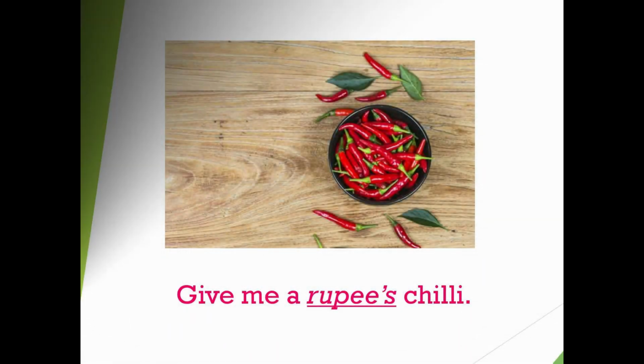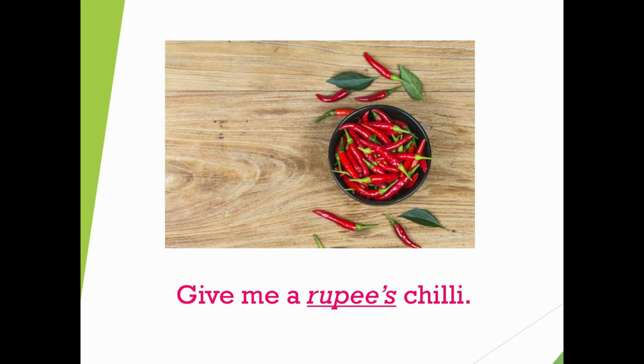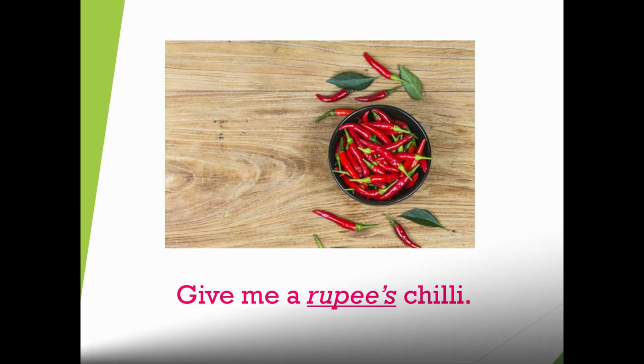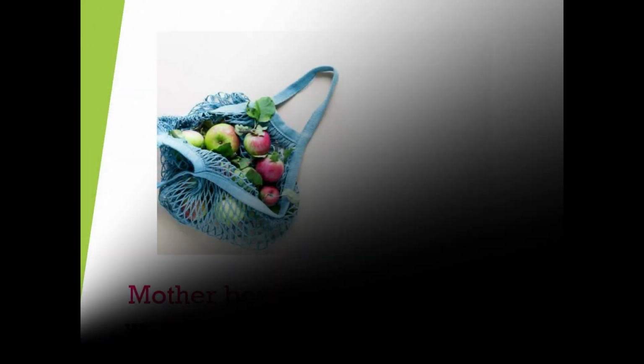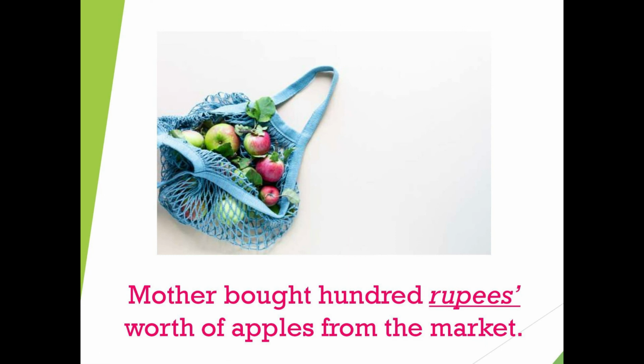Look keenly. Give me a rupee's chili. Suppose you went to the market and you asked the vendor, please give me chilies. And you don't purchase chilies of 100 rupees, you just purchase chili of 1 rupee. So what you will say, give me a rupee's chili. So here rupee is singular and I have used apostrophe s with it to show that I want chili worth 1 rupee. Second example, mother bought 100 rupees' worth of apples.